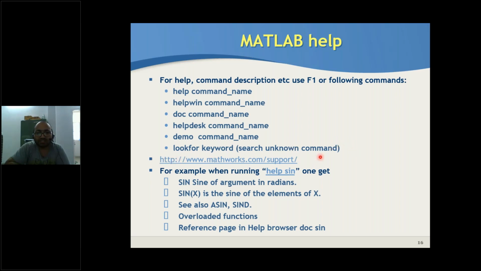For more information and support, you can get the information through this website, mathworks.com/support. For example, if you type help sign function, you will get this type of information: sign of argument in radians, sign of x is the sign of elements of x. See also asind, overloaded functions. So all this information will be displayed on your command window when you type help space sign.